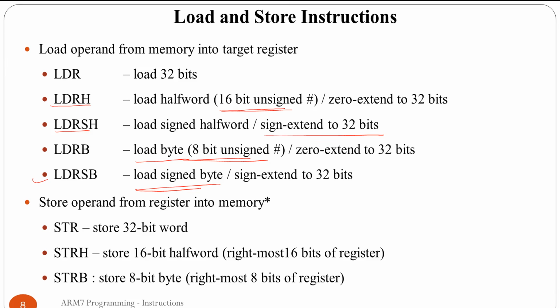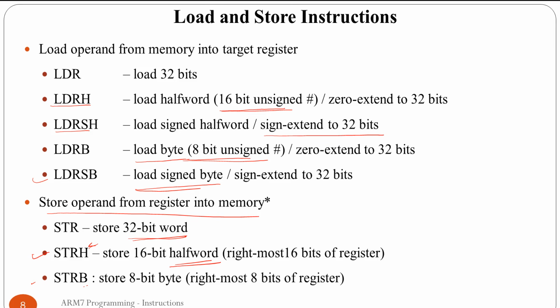Then to store an operand from a register into the memory, for the store operation we have these instructions: STR, which stores a 32-bit word. Then STRH, store 16-bit half word. H stands for half word, which is nothing but 16-bit data. B stands for byte, store byte.